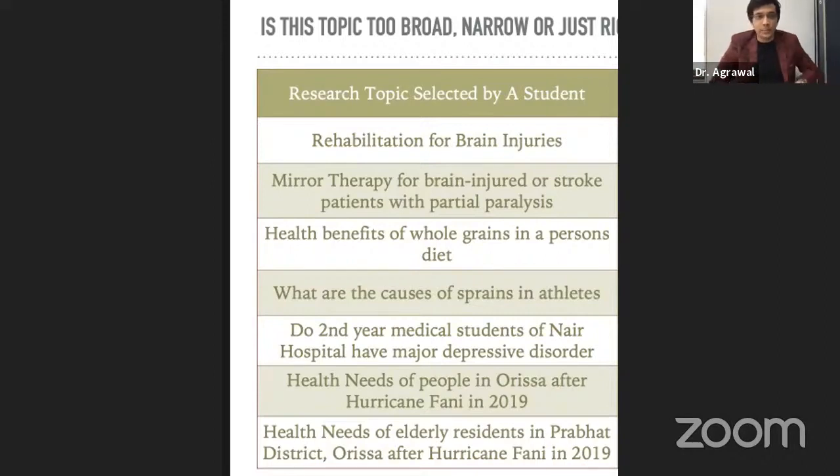Yeah, whoever's saying broad is absolutely right. Because as you may have remembered from the video, we aren't answering the question who, what, why, when, where. No questions are being answered here, right? What about the second one? Mirror therapy for brain injured or stroke patients with partial paralysis. What do you guys say? Is it too broad? Is it too narrow? Or is it just right?